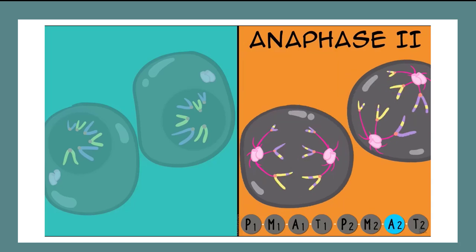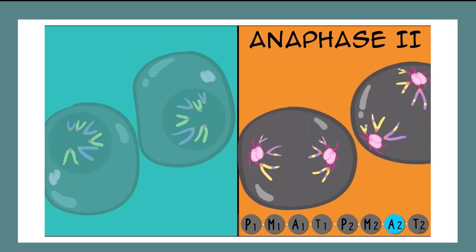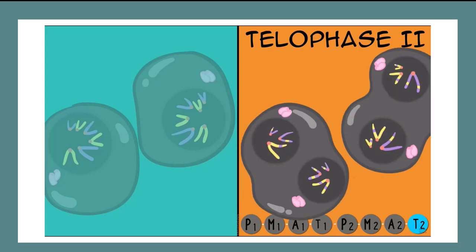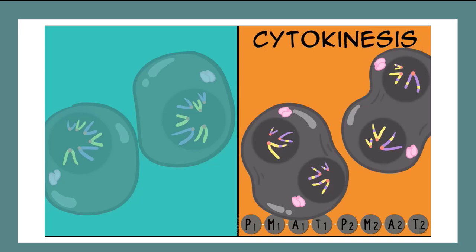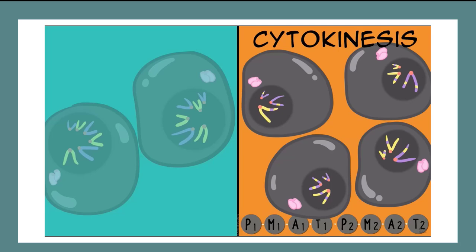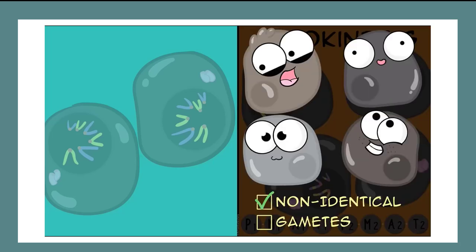This time, though, it's actually the chromatids that are getting pulled away. Telophase 2. Chromosomes are at the complete opposite ends, and new nuclei are forming on each side to make these new cells. Cytokinesis will follow meiosis 2 to completely split the cytoplasm. We are now finished with meiosis, and we end with 4 non-identical cells.